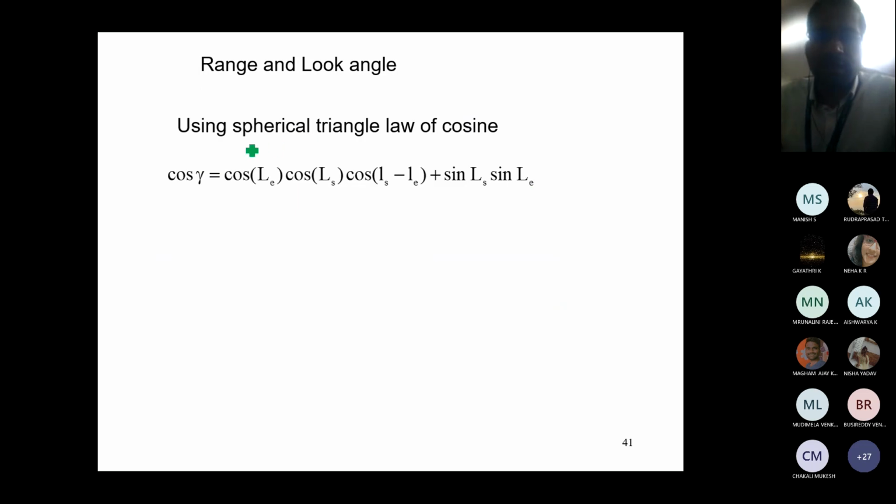In order to calculate the gamma value, you have to go for an expression that we obtain by using the spherical triangle law of cosine. So you have to remember this. This equation has been obtained from the spherical triangle law of cosine. So cos gamma is equal to cos LE into cos LS multiplied with cos LS minus LE plus sin LS into sin LE.